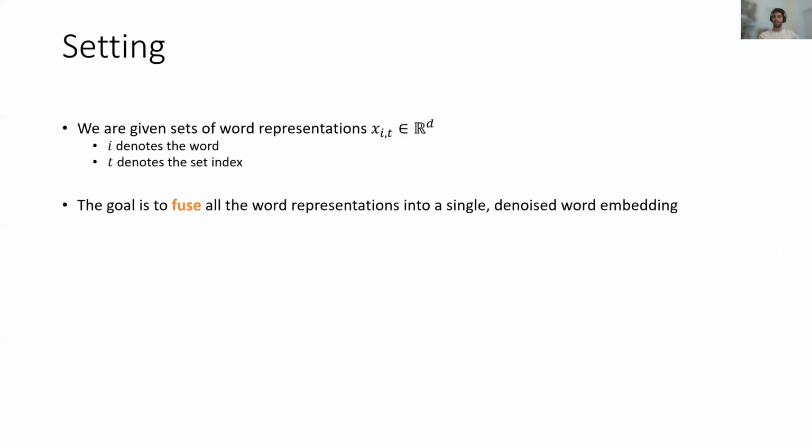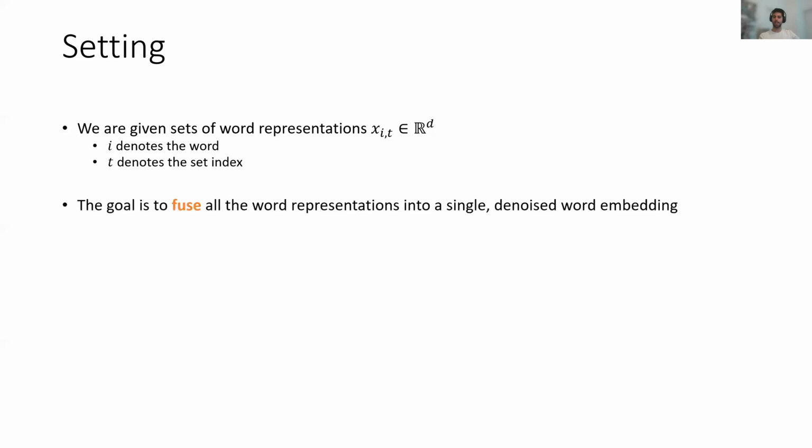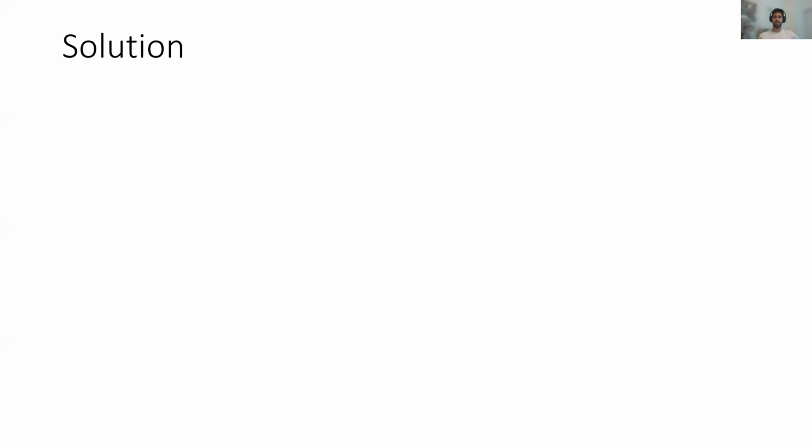We are given an ensemble of several pre-trained word embedding sets, where x_i^t denotes the ith word representation in the tth set. Our goal is to fuse the embedding sets into a single average embedding that is hopefully better. This is done by finding a set of transformations and the target word embeddings by minimizing the following squared error term. Then the optimal shared space representation is simply the average of the projected embeddings.